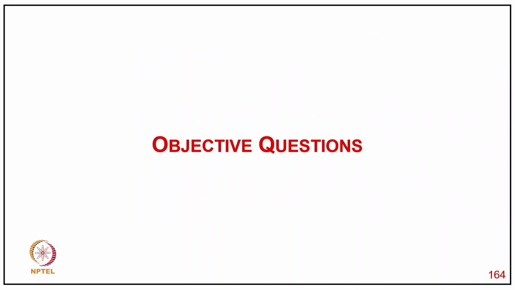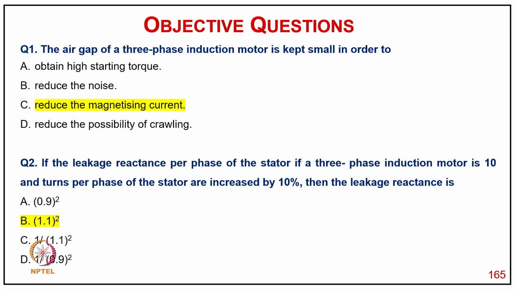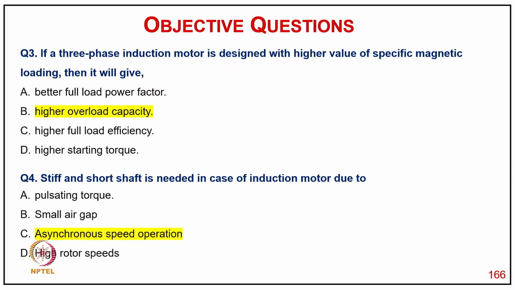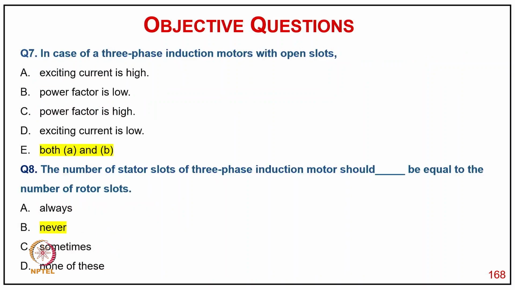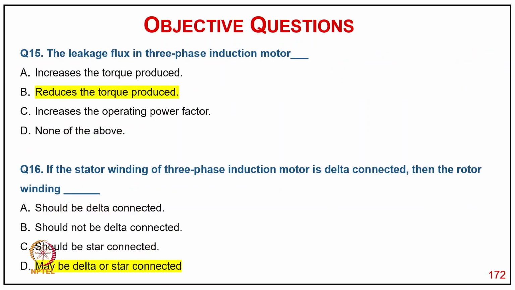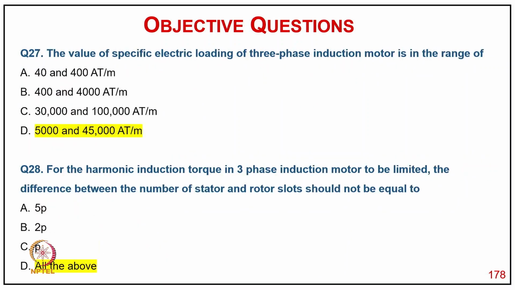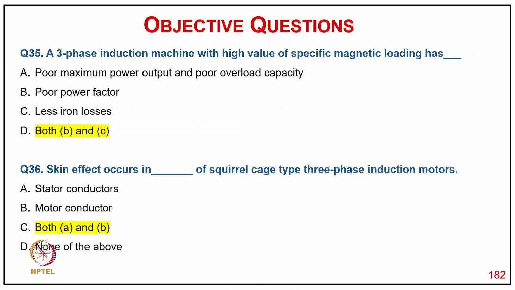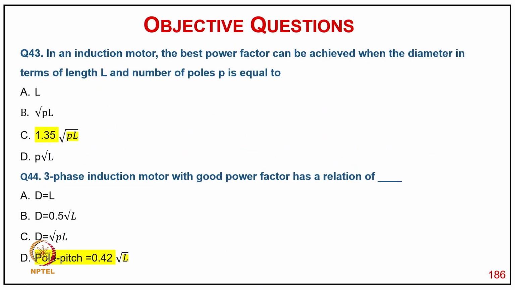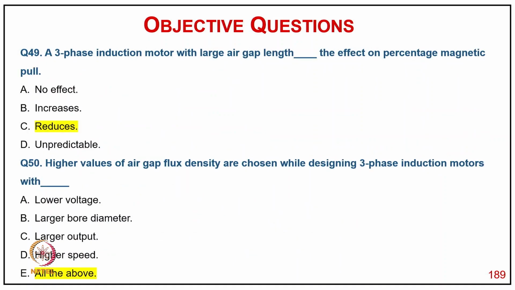So now coming to the objective questions. The air gap of a 3-phase induction motor is kept small in order to reduce the magnetizing current. If the leakage reactance per phase of the stator of a 3-phase induction motor and the turns per phase increase by 10%, the leakage reactance will be 1.1 squared. So you have a lot of objective questions which you can go through, like in these typical examples, around 50 examples in short.